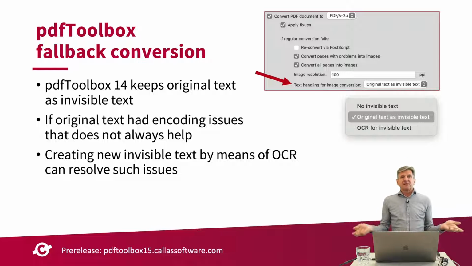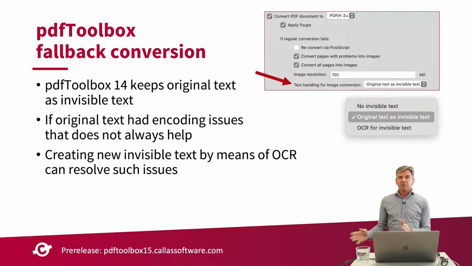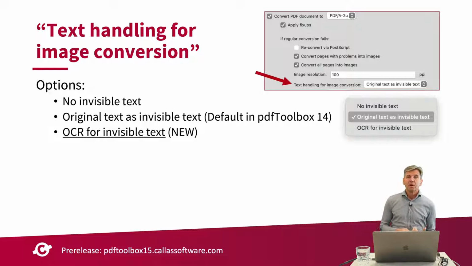That is smart and nice because text is important in a document, but it has an issue when it comes to PDF/A-2u because of Unicode. If the original text couldn't be translated to Unicode, it may happen that you would also keep the Unicode issues. So a smarter way to address this would be to throw all the text away and create new text out of the image by using OCR. And that is now possible in pdfToolbox 15. There is a new pop-up here, text handling for image conversion. There you can say: I don't want text at all, or I want to use the original text as invisible text, which is what was happening in pdfToolbox 14, or I want to create new text by means of OCR. That's that. Next one.